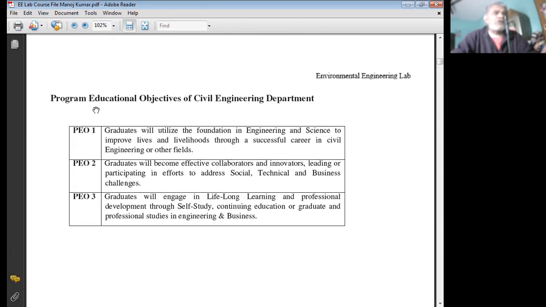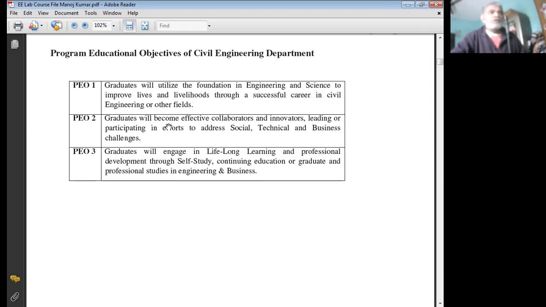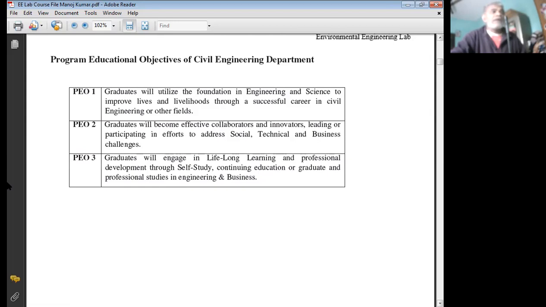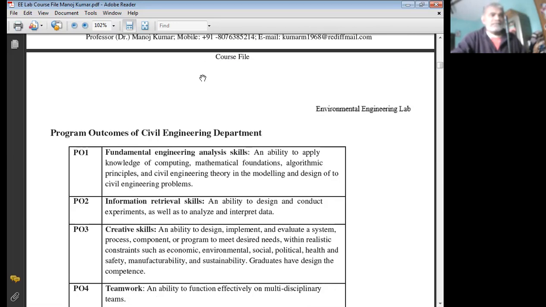These are the program educational objectives of the civil engineering department. PEO1, graduates will utilize the foundation in engineering and science to improve lives and livelihoods through a successful career in civil engineering or other field. PEO2, graduates will become effective collaborators and innovators, leading or participating in efforts to address social, technical and business challenges. PEO3, graduates will engage in lifelong learning and professional development through self-study, continuing education, or graduate and professional study in engineering and business.